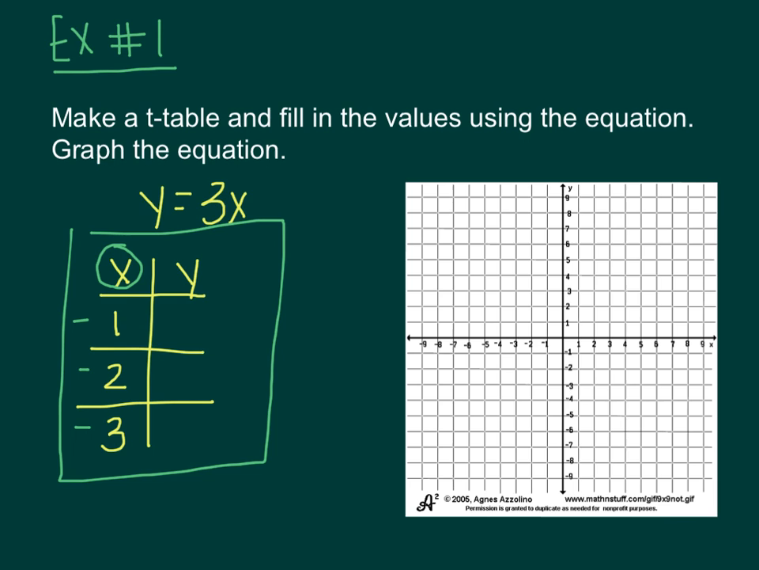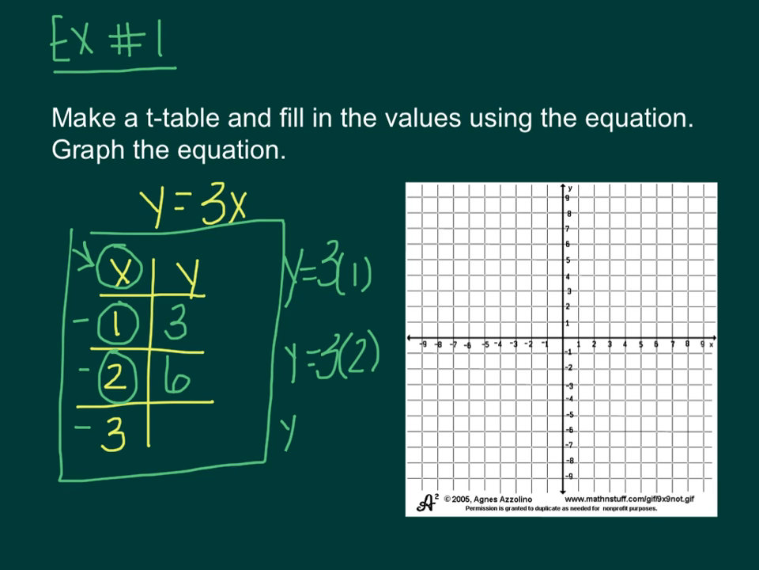So I'm going to put a 1 in place of the x first. So it's going to be y equals 3 times 1. 3 times 1 is 3. Then I'm going to put in a 2 in place of the x. So y equals 3 times 2, which is 6. Then the last one, I'm going to put in a 3. Y equals 3 times 3, which is 9. So now we've completed the table, and now we're going to graph.